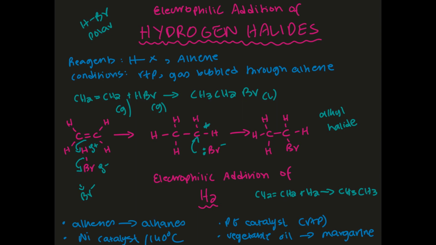So the next reaction that we have is electrophilic addition of hydrogen gas. This is used to convert alkenes to alkanes, as you can see in this equation. You have ethene that's turning into ethane by the addition of hydrogen. In this case, the conditions are that you use a nickel catalyst at 140 degrees, or you can also use a platinum catalyst at room temperature. And the commercial use for this is that you use this to convert vegetable oil to margarine.